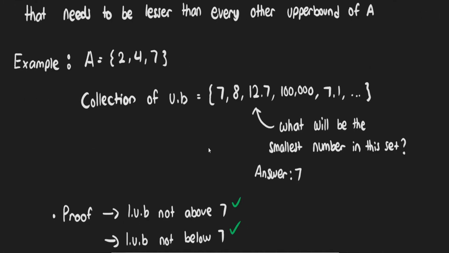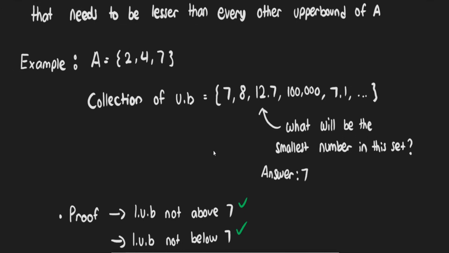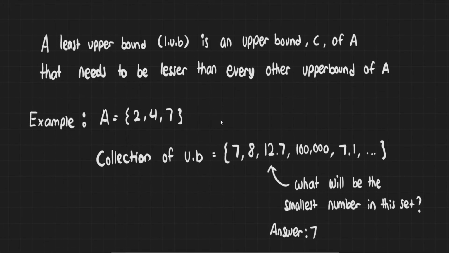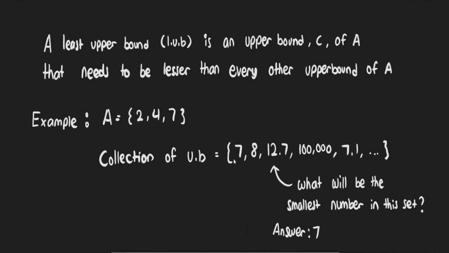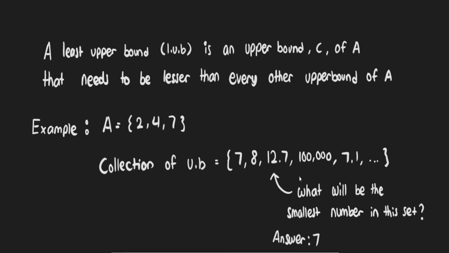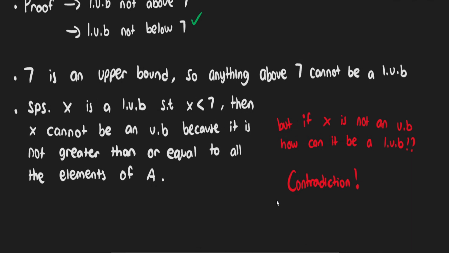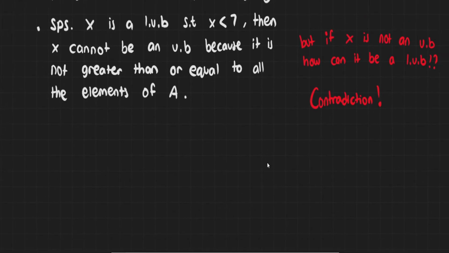Now I want to clarify before we move on that a least upper bound is unique. So whereas a set A can have multiple upper bounds, infinite even, there can only be one least upper bound, and that just makes sense, right? Out of all of these upper bounds, we're just picking one of them to be the least. Alright, with that out of the way, let's continue.